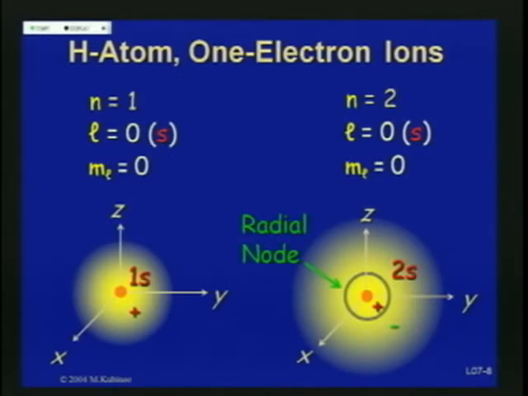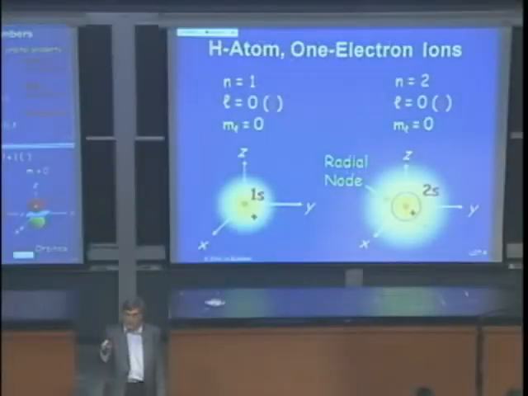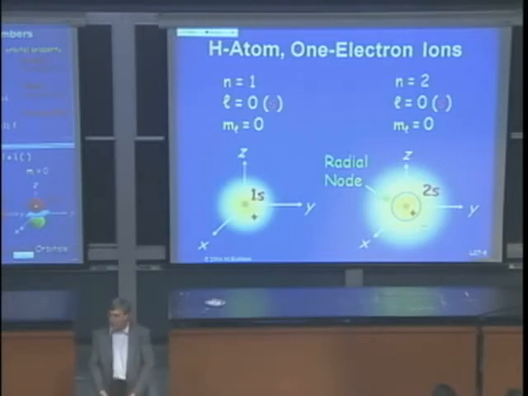Now, how many nodes would you have if n were 3 and L were 0? How many nodes would you have? 2 radial nodes, okay? That would then be the 3s orbital, all right? So this is how we name it, and we can say this is a 3s orbital, and we know that they are becoming higher and higher in energy. 1s is lower in energy than 2s, and 2s is lower in energy than 3s. Okay? We've seen this in the one-dimensional case.